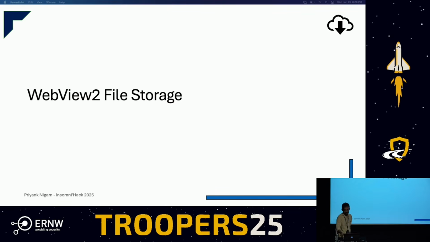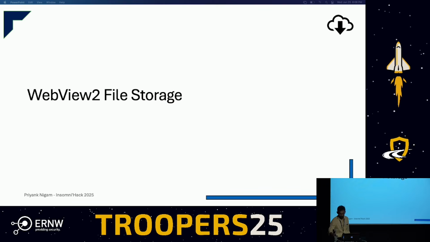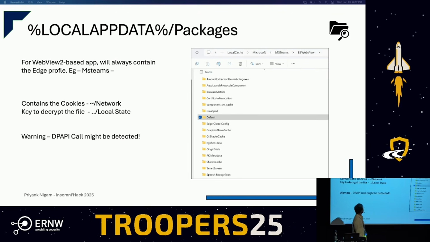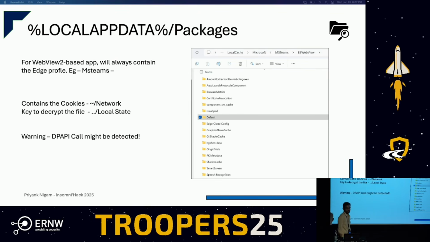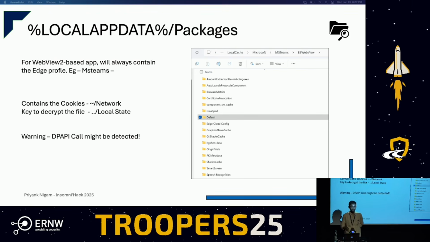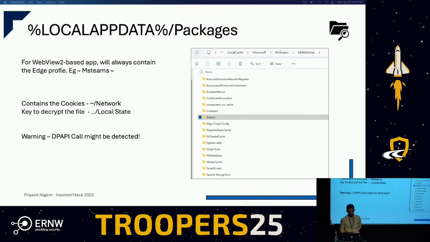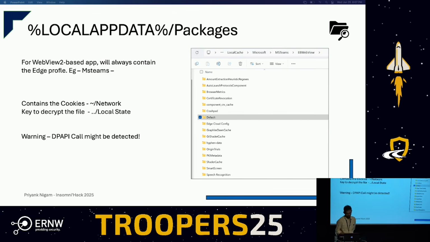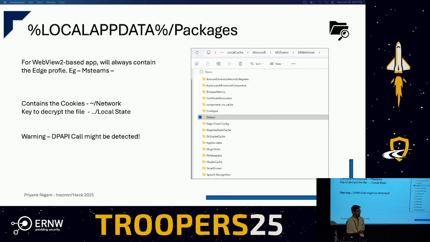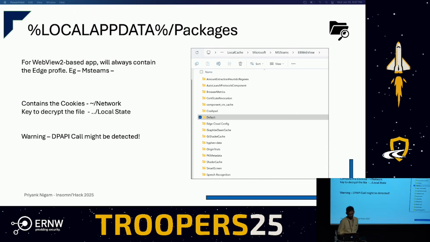Sorry. So moving on, we covered a lot of memory. Let's look at the file storage now. This is, as I said, the location where all applications function from. So local app data packages, as you can see. It also contains the cookies and the key to decrypt the file, which I already mentioned. You could easily do that, but you don't want to do that because it's DPAPI encrypted, right?